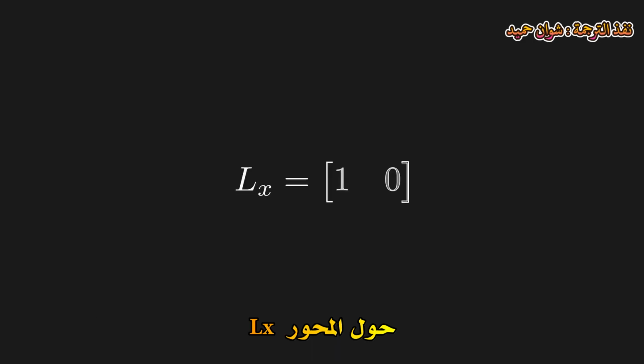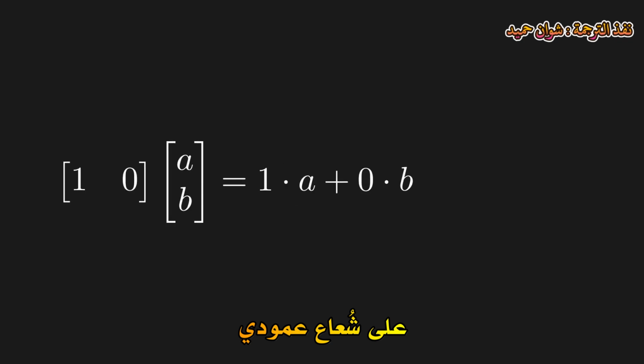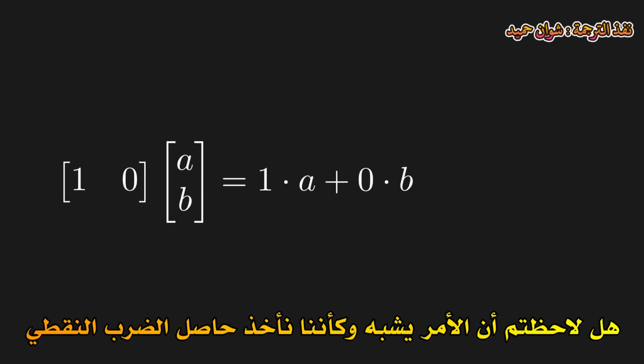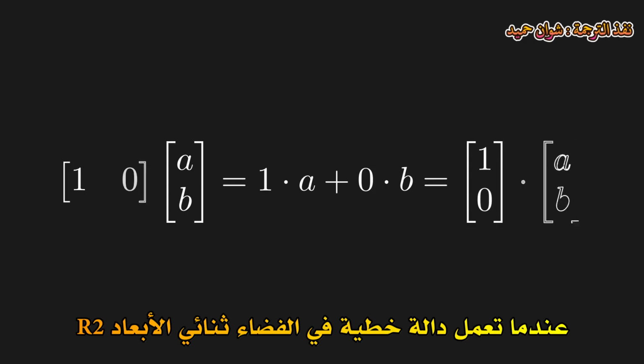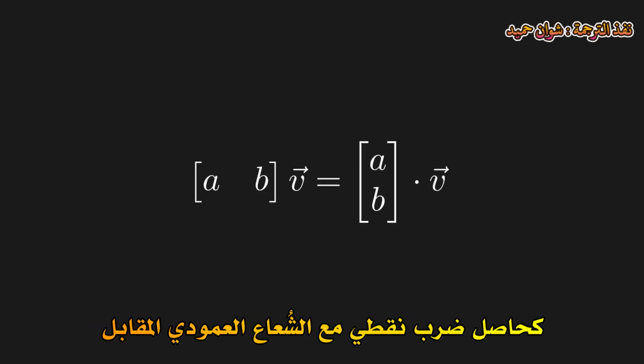To begin solving this puzzle, let's go back to our LX operator in R2. Take a second to notice how LX acts on a column vector. Do you notice how it is as though we are taking the dot product with the x unit vector? In fact, when a linear functional in R2 acts on any vector, it can be written equivalently as a dot product with the corresponding column vector.